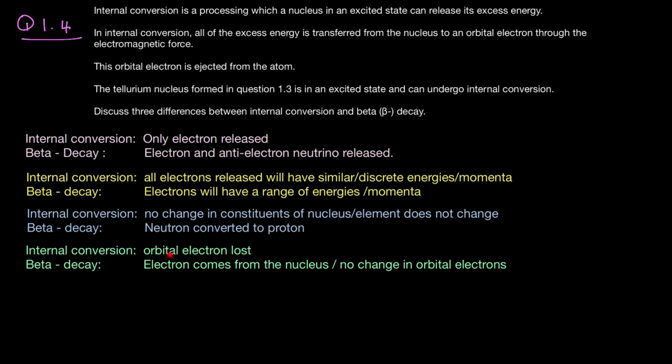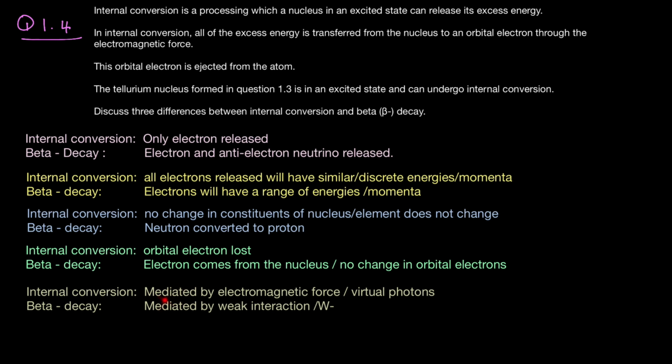In internal conversion, an orbital electron is lost, but for beta decay, the electron comes from the nucleus, not from the orbital, so there is no change in orbital electrons. Internal conversion is mediated by the electromagnetic force, a virtual photon, and the beta decay is mediated by the weak interaction, that's the W minus.